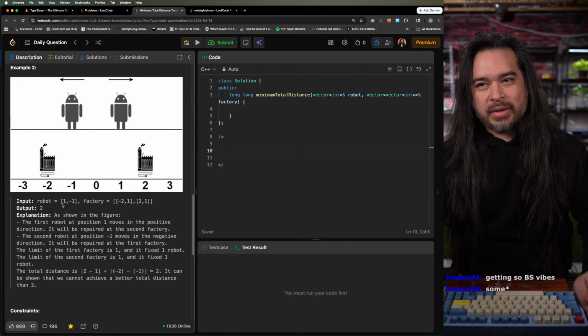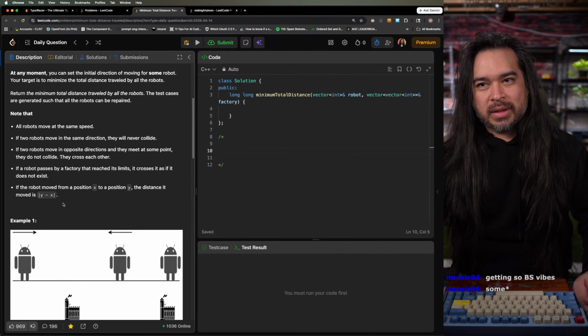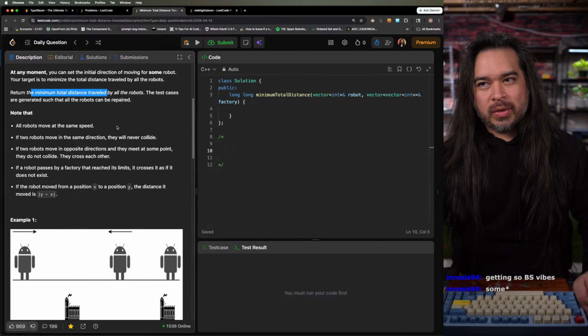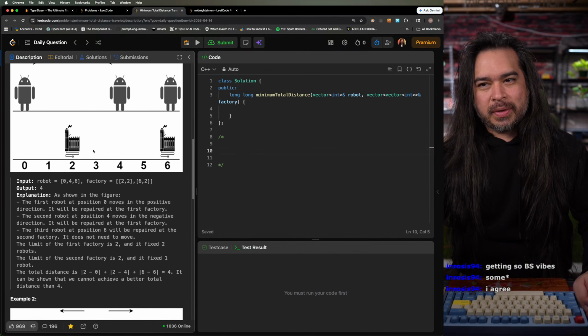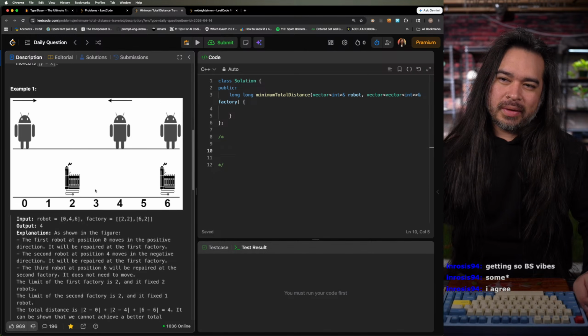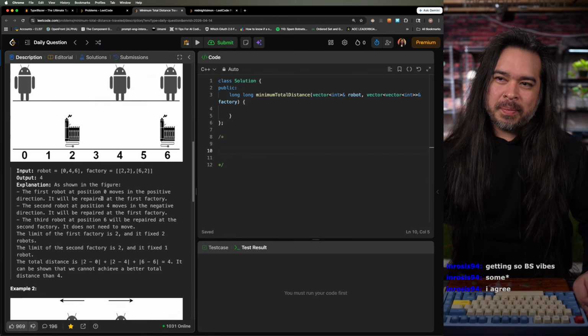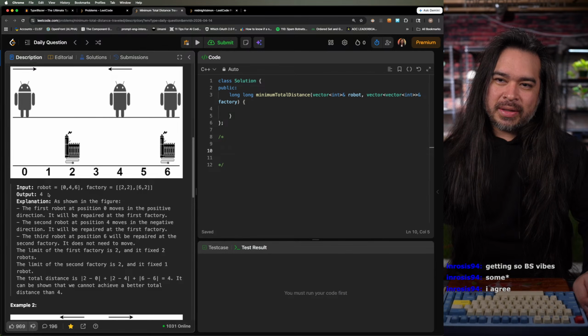You could binary search on if that many total moves is possible. So, should we think about that a little bit more? How are we gonna validate that a certain answer is valid?